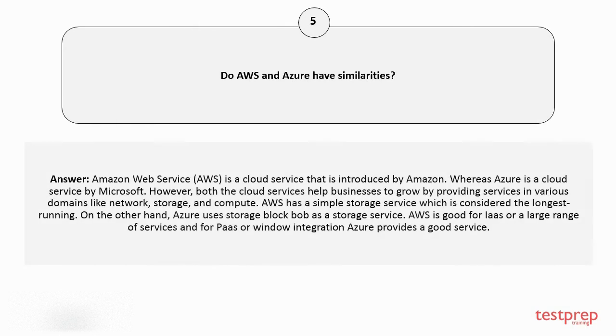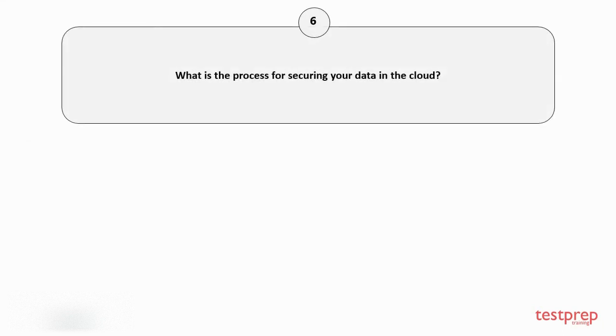Question number 5, do AWS and Azure have similarities? Your answer is Amazon Web Service is a cloud service that is introduced by Amazon, whereas Azure is a cloud service by Microsoft. However, both the cloud services help businesses to grow by providing services in various domains like network, storage, and compute. AWS has a simple storage service which is considered the longest running. On the other hand, Azure uses Storage Block Blob as a storage service. AWS is good for IaaS or a large range of services, and for PaaS, or Windows integration, Azure provides a good service.